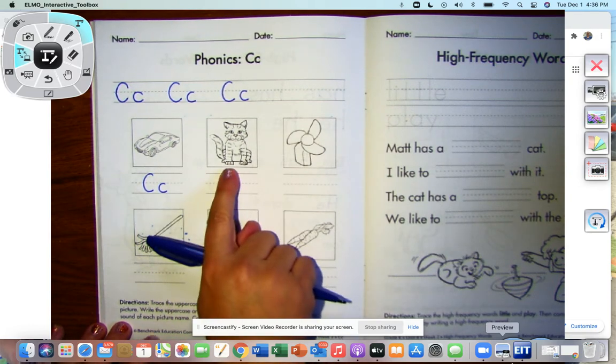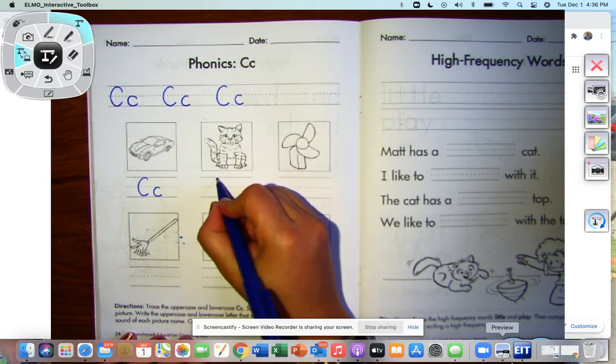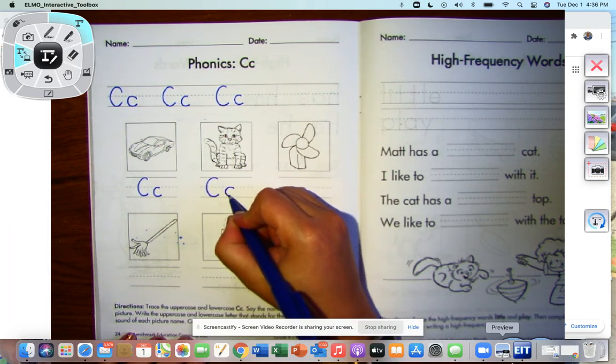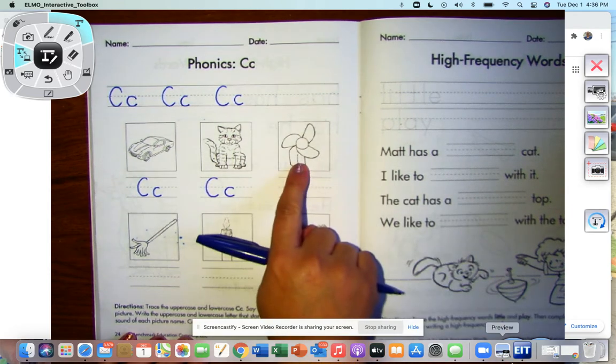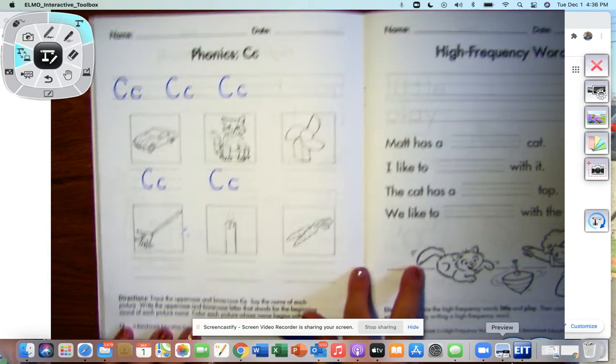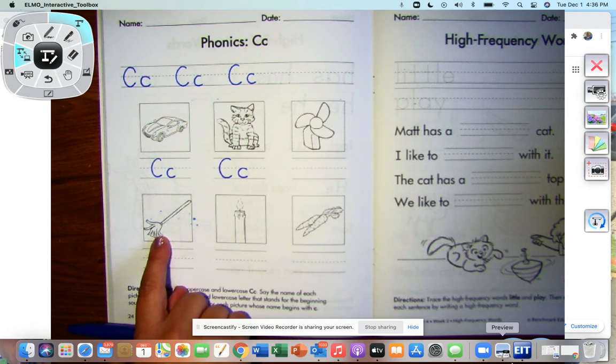Let's go to our next picture. We have a cat. And we know that cat also begins with the letter C. So we're going to write a capital C and a lowercase c. Here is a fan. And fan, that does not begin with the letter C. We know that begins with F. So we don't write anything for that one. Our next picture, we have a mop. Mop. And we know that mop begins with the letter M. So we're not going to put a letter C here because there's no C in mop.